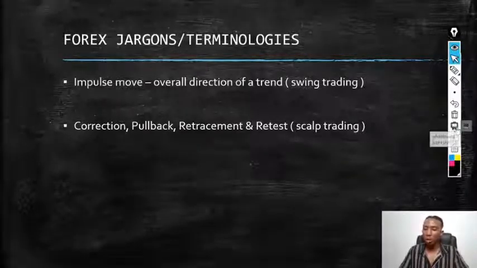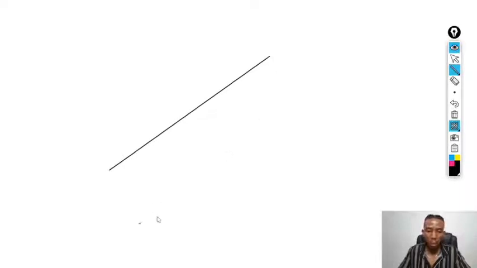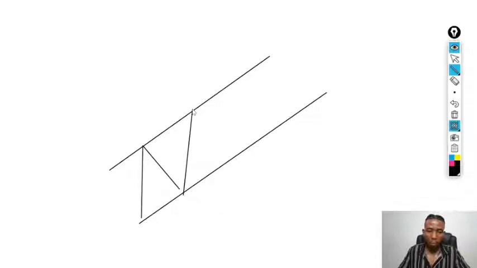Okay, so now let me show you an impulse move and a correction in a buy trend. So let's say firstly we have a buy trend. We have a buy trend here.